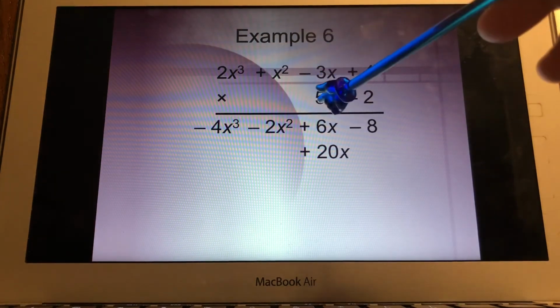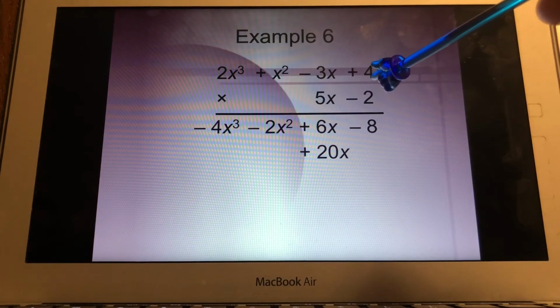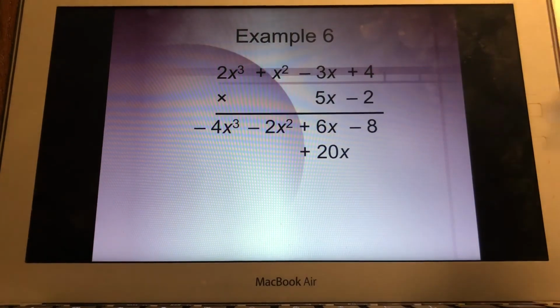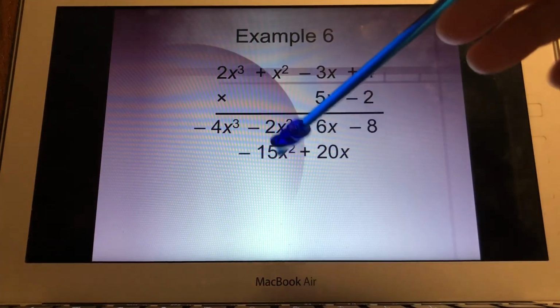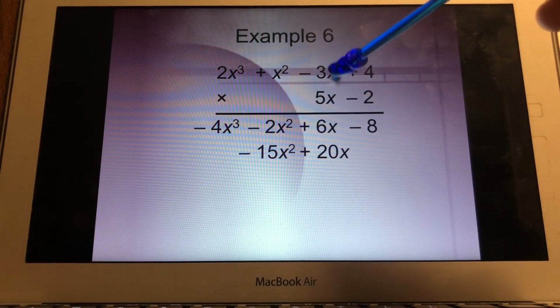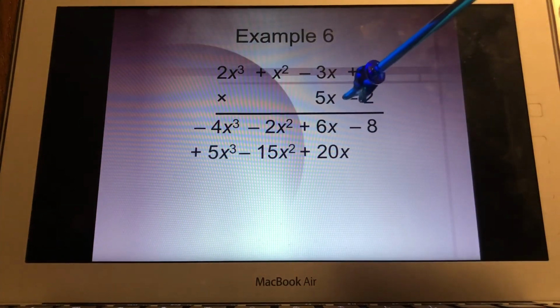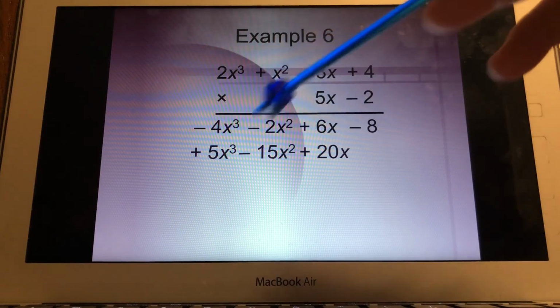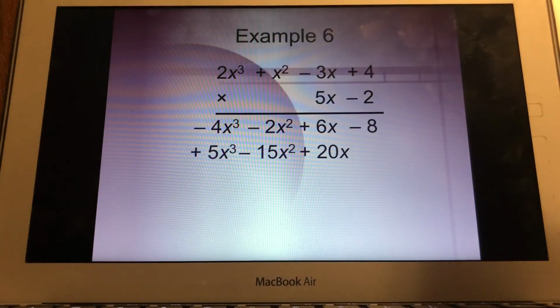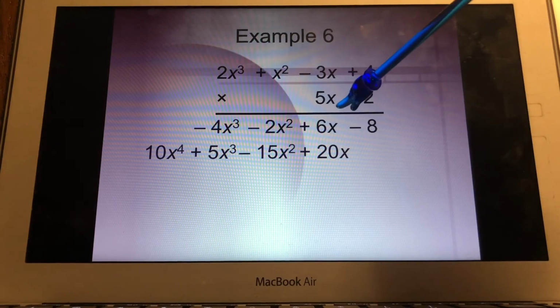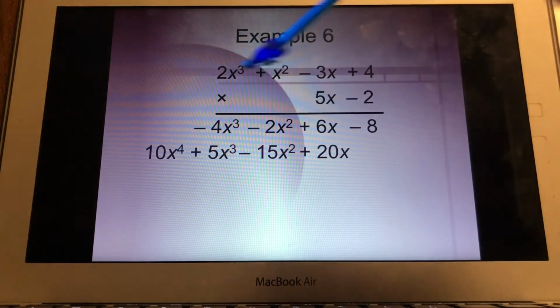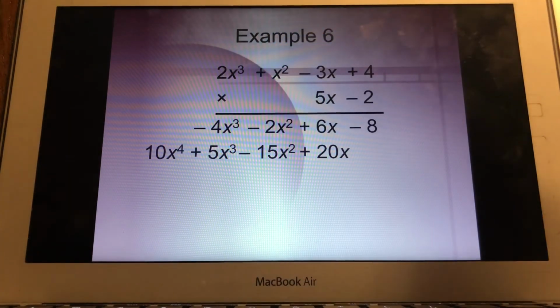And then I'm going to take 5x now and multiply. That gives me 20x. 5x times -3x is -15x squared. 5x times x squared gives me 5x cubed. 5x times 2x cubed gives me 10x to the 4th power.